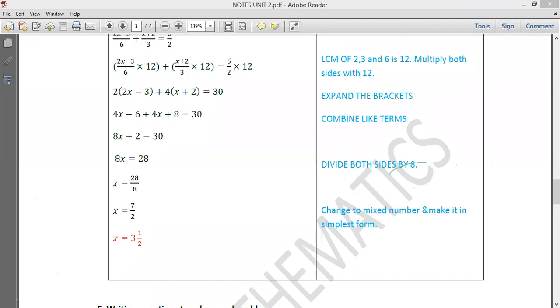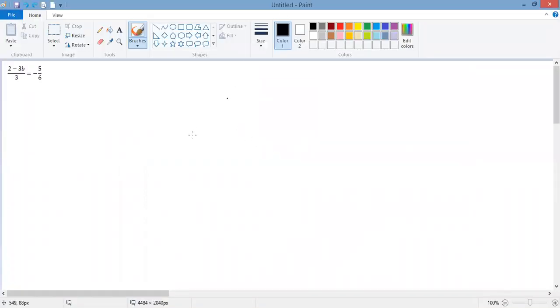Okay, so we look at last example. Okay, we look at this one. Okay, you got 2 minus 3b/3 equals negative 5/6. Okay, I think I'm the only one keep talking, very tired. So I'm gonna unmute someone, ask him to do this one and explain.